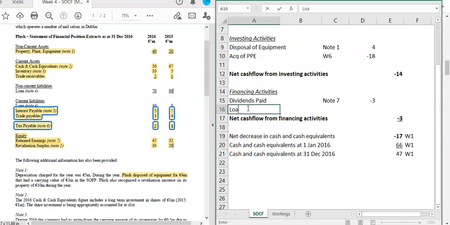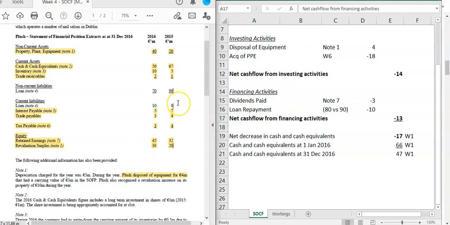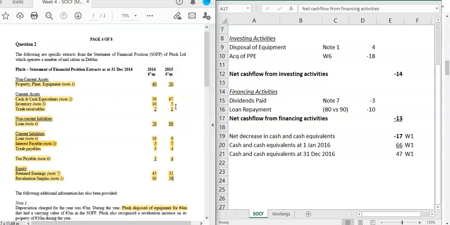So what you can just put here is loan repayment. And all you put there is 80 versus 90. That is minus 10. What you've done is you have credited a bank, cash outflow, debited the loan. Even though it's split across current and non-current, that's not an issue. There's no problem with that. That's just a classification of when it's going to be repaid. But this year, it's gone from a total 90 plus 0, to a total of 80, 70 plus 10. So that is a repayment of 10 million, minus 10.